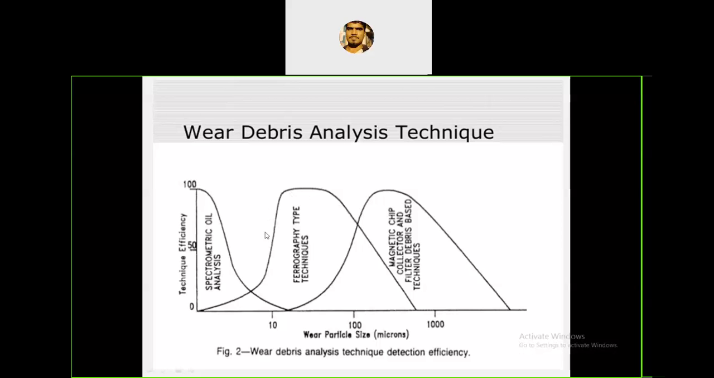See, this is the second technique. And the third is magnetic chip and related techniques. If the particle size is very small, you have to go with the third type, and it will provide 100% efficiency. For very small grain sizes, we cannot use the spectrometric oil technique, because it is restricted to only up to 10 microns, and the second technique only up to 100 or 200 microns. But the third technique can be used for 1000 or 2000 microns, and at that level it also provides effective efficiency for analysis.